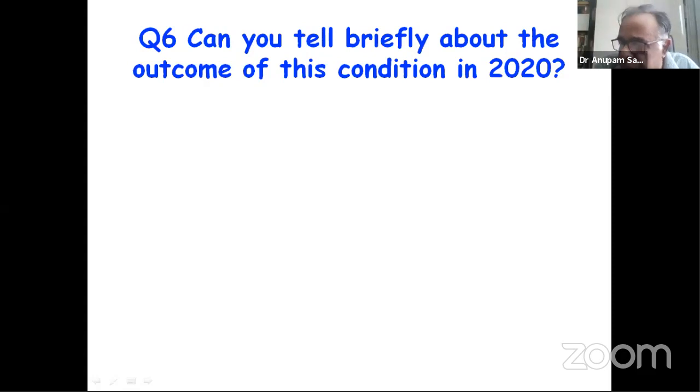Sandeep, can you tell us briefly about the outcome of this condition in 2020? So now this is B acute leukemia, B cell acute lymphoblastic leukemia. Patient looks like standard risk. She was, I think, 4-year-old. She had pancytopenia. So at least with the information that we have so far, this looks like a standard risk acute lymphoblastic leukemia. Definitely response to treatment will be key to assign the definitive risk group.